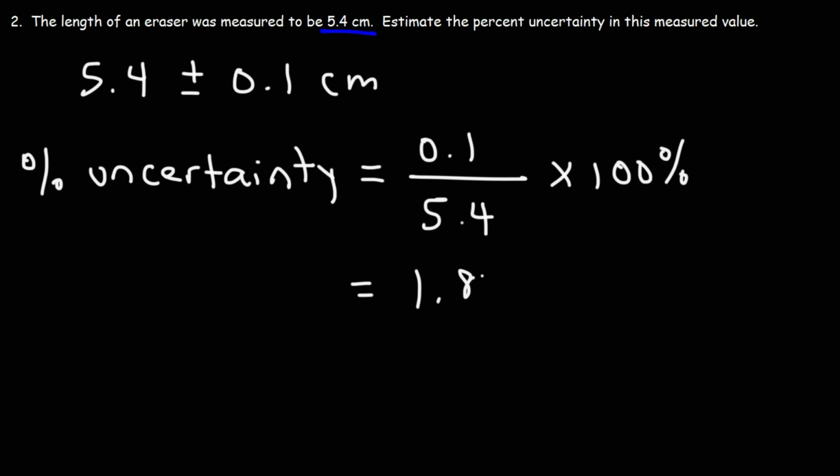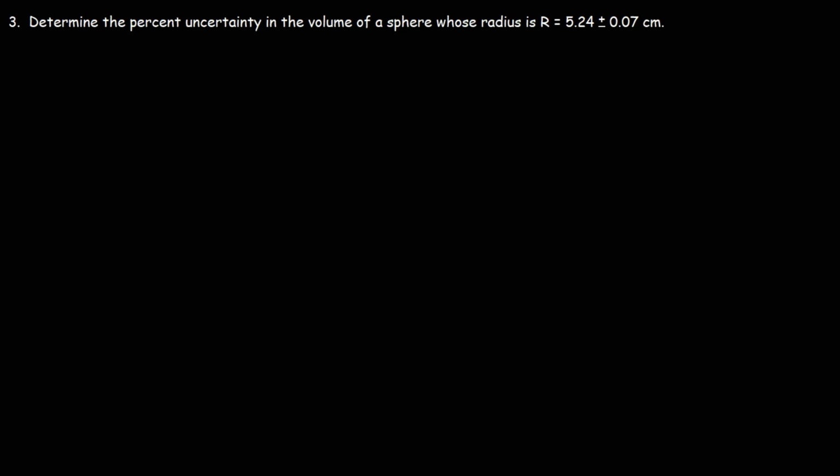So that's going to be 1.851%. So that's what you can do if you need to calculate the percent uncertainty, and if you're only given the measured value and not the estimated uncertainty. Now let's work on this problem.